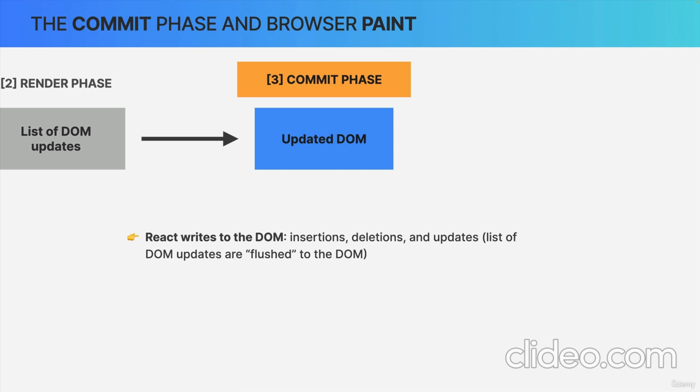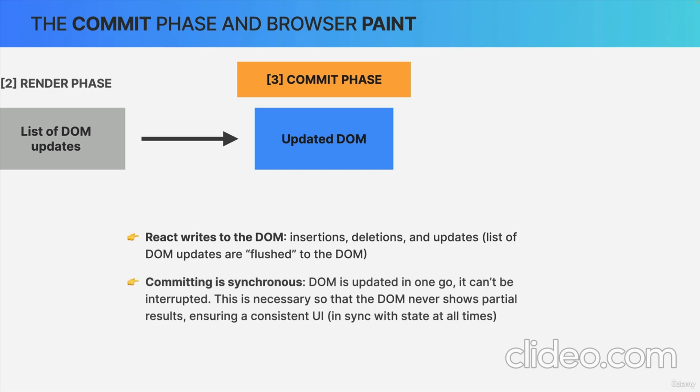Now, writing to the DOM happens all in one go. So we say that the commit phase is synchronous, unlike the rendering phase, which can be paused. So committing cannot be interrupted. And this is necessary so that the DOM never shows partial results, which ensures that the UI always stays consistent.